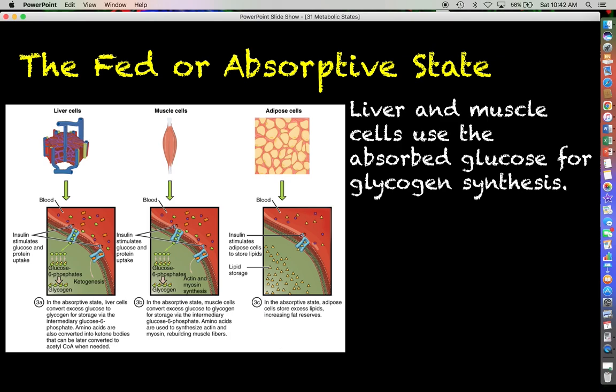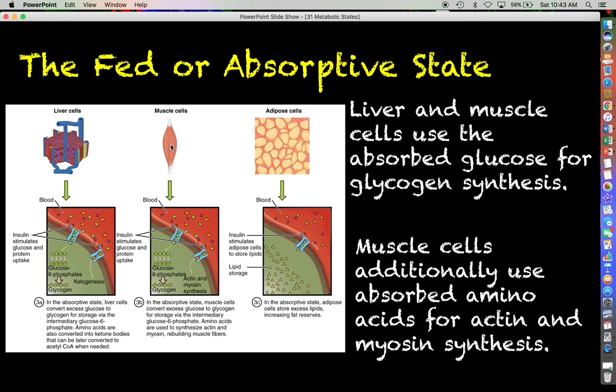Okay, so if we want to focus a little further on these body cells that have absorbed the glucose, I just mentioned that liver and muscle cells use the absorbed glucose for glycogen synthesis, and you'll recall hopefully that glycogen is just a large polysaccharide made of repeating glucose subunits. So you can just think of it as an extra big chain of glucose molecules that are stored inside the cells of the liver and inside the cells of skeletal muscle.